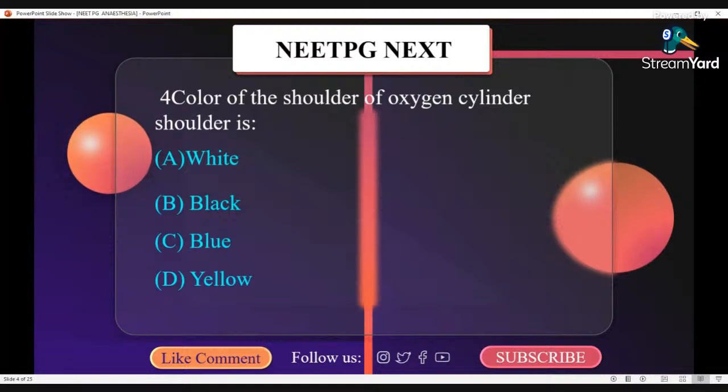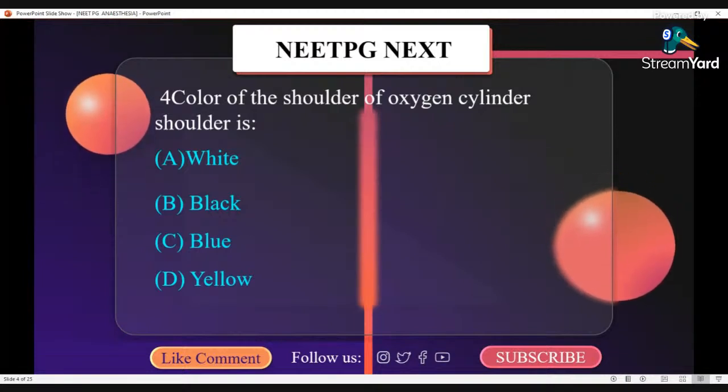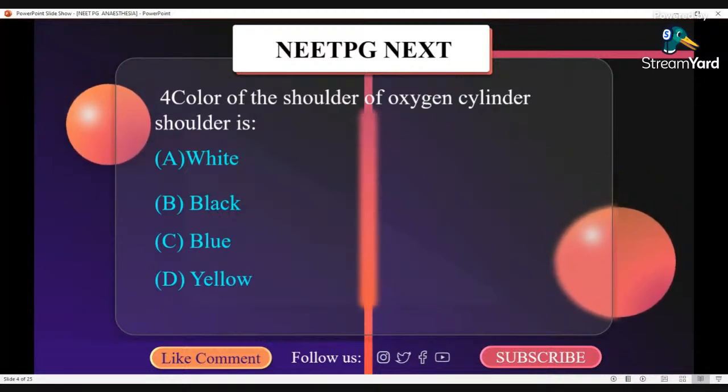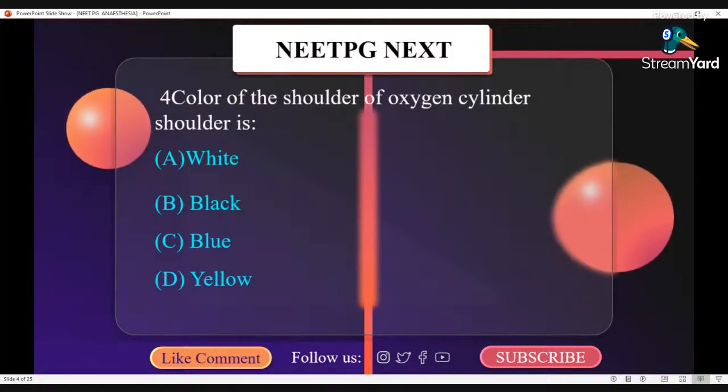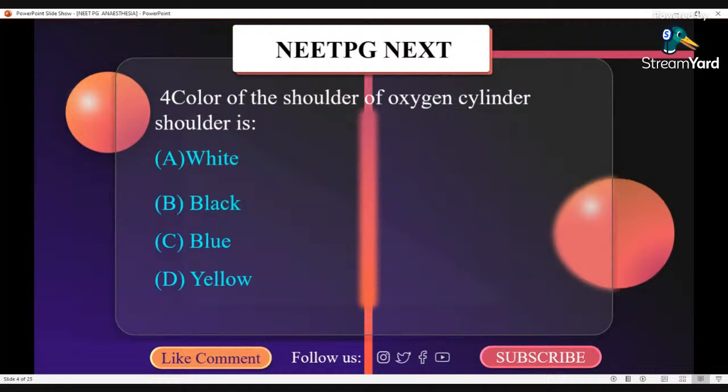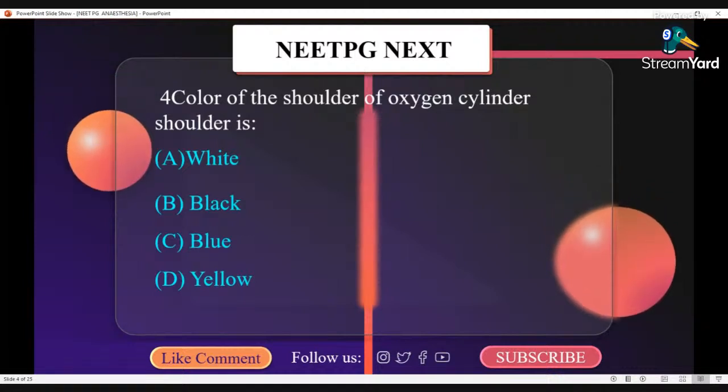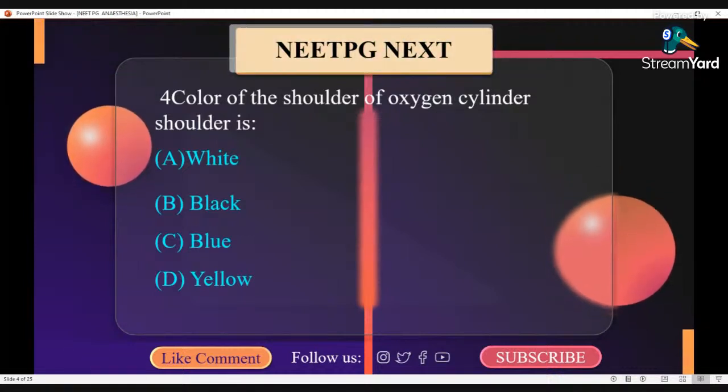Color of shoulder of oxygen cylinder is? The oxygen cylinder shoulder is white, whereas the body is black. So the correct option here is B. Black.